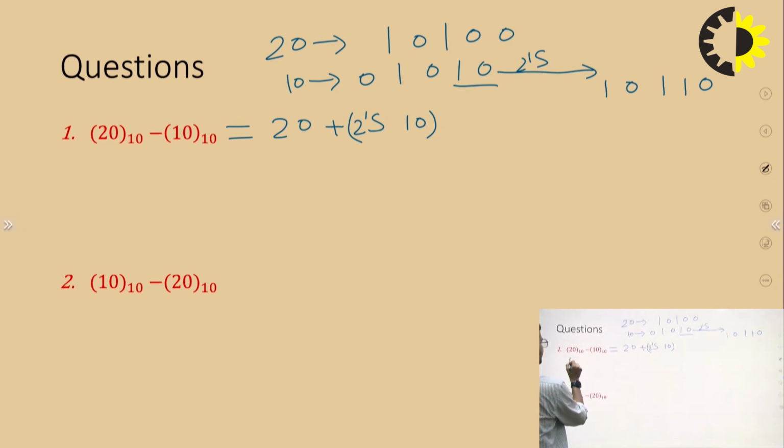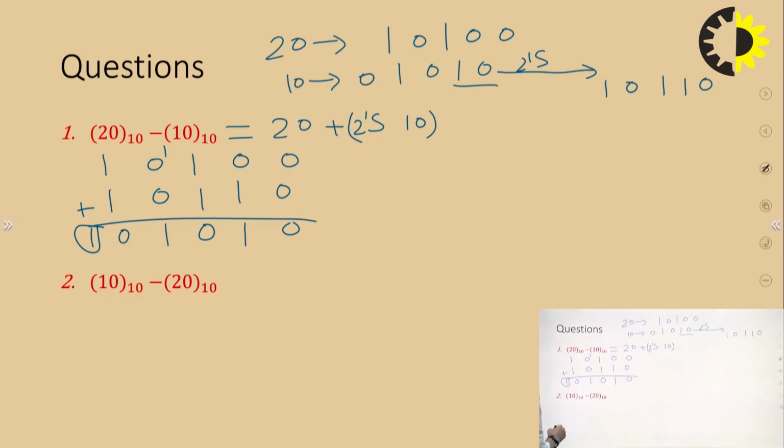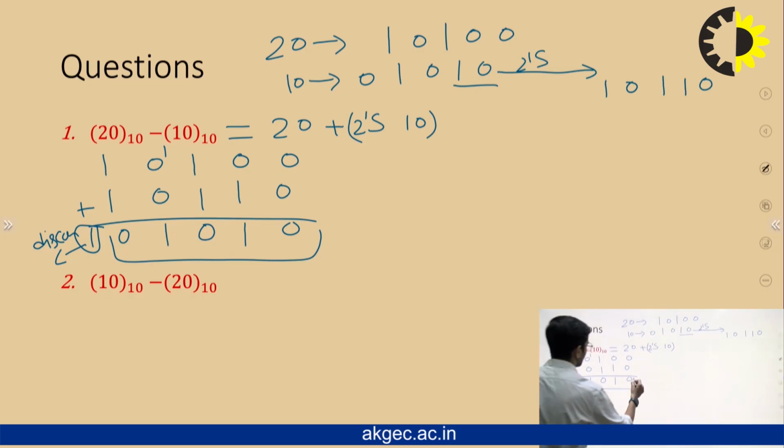Now we have to add 20 and 2's complement of 10, that is 1, 0, 1, 1, 0. 0 plus 0 is 0, 0 plus 1 is 1, 1 plus 1 is 1, 0, that is 0 sum and 1 carry. 1 plus 1 is 1, 0. Since carry is generated, that means answer is positive. But in 2's complement, we have to discard this carry to get the final answer, whereas in 1's complement, we have to add this carry back to the result. So our final result is 0, 1, 0, 1, 0, which is equal to 10.